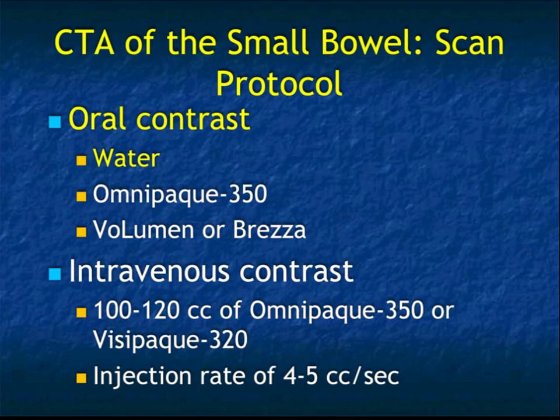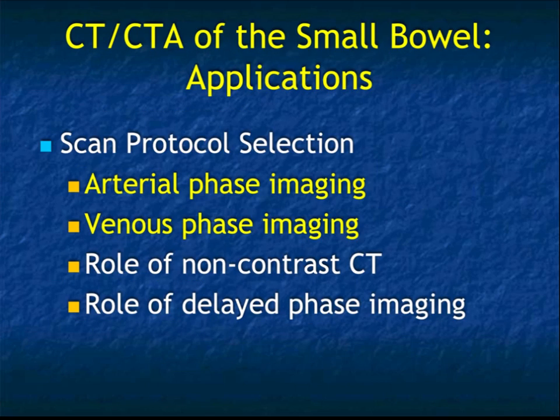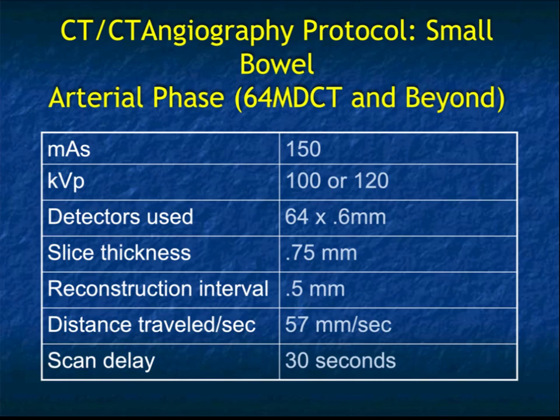We always use IV contrast, injecting at 4 to 5 cc's a second of either Omnipaque or Visopaque. When we do dedicated small bowel studies, we like to do dual phase imaging. That's because some of the pathologies do show best in one phase over the other, particularly small bowel tumors. Often you'll only see them in the arterial phase. Looking at the vascular map, both on the arterial and venous side, requires you to have good dual phase imaging. We do not need non-contrast scans, and we do not need delayed scans.